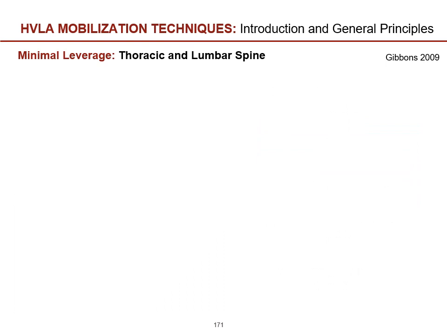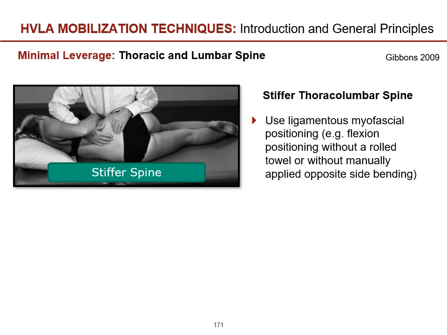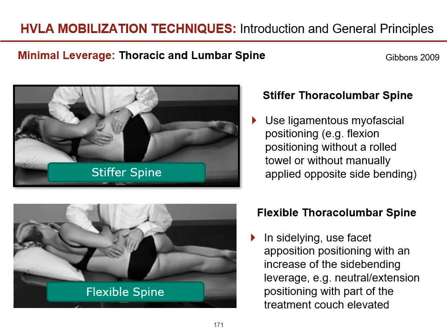Okay, just like the cervical spine, we'll talk about some scenarios where you're dealing with a stiffer and a more flexible lumbar spine. So the first example is the stiffer spine. You can see that the practitioner here utilizes ligamentous myofascial positioning, i.e. using more of a flexed position without a towel roll or without manually applied opposite side bending. And this is, again, utilizing not so much the joints themselves, but rather the myofascial component as well to get to that minimal leveraging positioning.